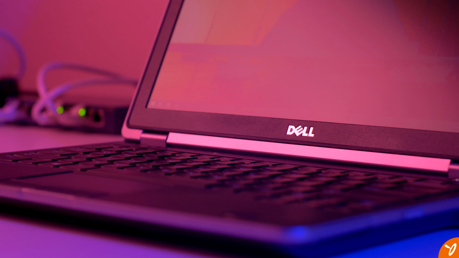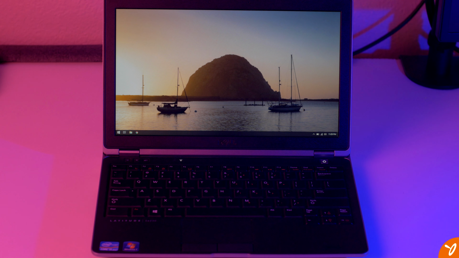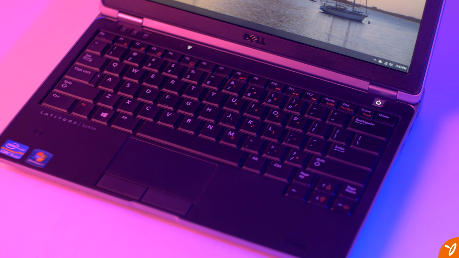Hey everyone, welcome back. You may have seen some prior videos of the Dell Latitude E6230 and how it performs when it comes to gaming. So what I want to do is upgrade the hard drive since it's currently sitting at 240GB. It is an SSD, but it is pretty old. I would say it's about 4 or 5 years old now.